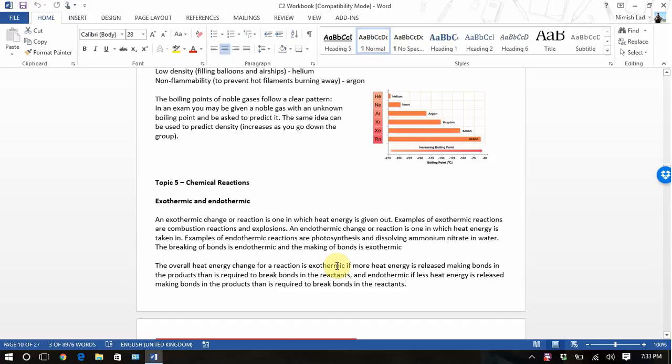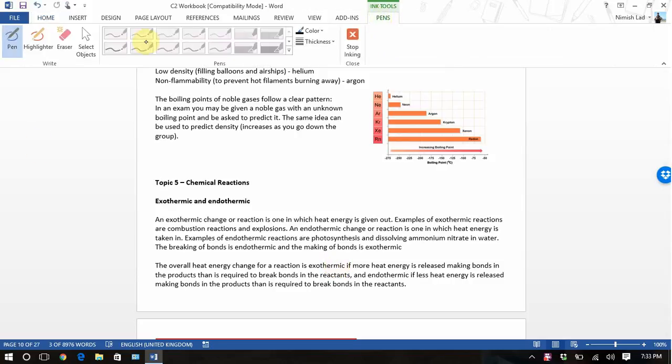This is a C2 Edexcel chemistry video on topic 5, chemical reactions, which is to do with exothermic and endothermic reactions, and also rates of reaction. So exothermic reactions, or exothermic change, is one where heat energy is given out. Examples of these are combustions and explosions.